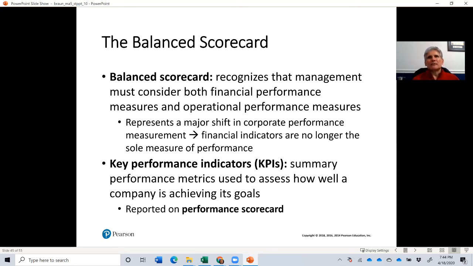It's almost like trying to find these things before we end up with the variances that come up on the back end. An acronym that's often used for this is finding what are referred to as key performance indicators, or KPIs. And what we're talking about is a summary of performance metrics used to assess how well a company is achieving its goals. And then these KPIs are then put together and reported on what's referred to as a performance scorecard.